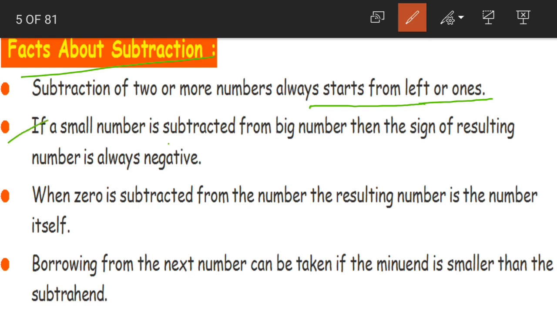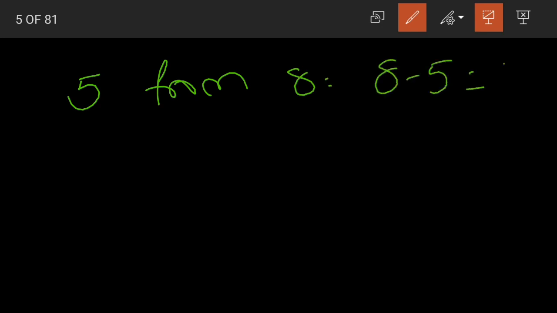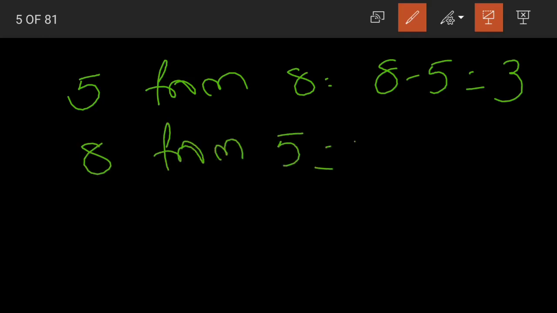If a small number is subtracted from a big number, then the sign of the resulting number is always negative. See, suppose I say subtract 5 from 8, what will be the answer? 8 minus 5 equals 3. Now what if I say subtract 8 from 5? 5 minus 8. The answer here becomes minus 3.